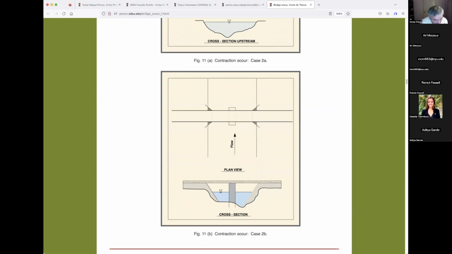We do it because the designers come in there and they do it. Typically, many years ago, maybe 50 years ago, structural engineers would come and design the bridge and put in the foundations. They would hire the foundation people to tell them the depth of the foundation, but they would not involve hydraulic engineers.